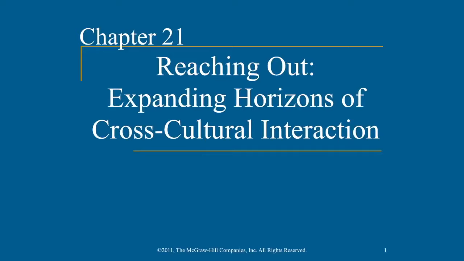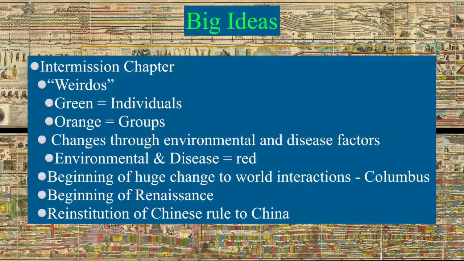Hi, and welcome to Mr. Toyama's AP World History. This is Chapter 21, Reaching Out, Expanding Horizons of Cross-Cultural Interaction. So first up, we have the big ideas. This is an intermission chapter.